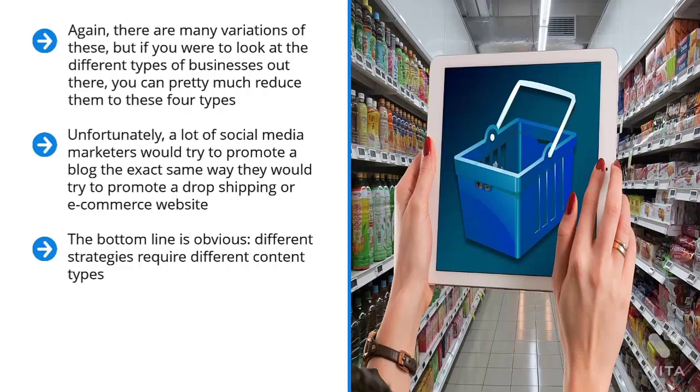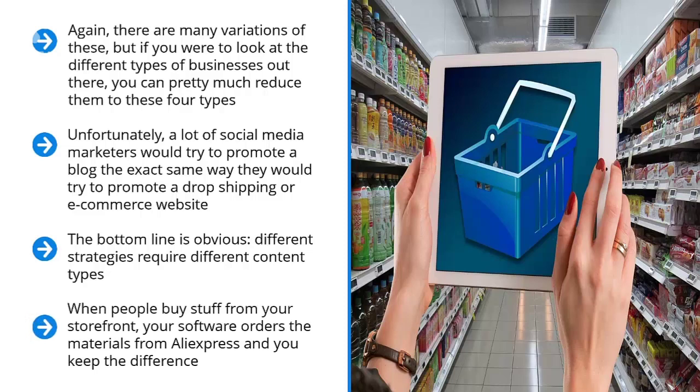You must start with the type of online entity you are promoting. Are you promoting a blog? Do you have a website that uses a lot of articles? Do people contribute content? Well, you have a publishing website. Do you have a dropshipping online store? Maybe you built it with Shopify and you use Oberlo to get products from AliExpress. When people buy stuff from your storefront, your software orders the materials from AliExpress and you keep the difference. Maybe you sell from your own inventory. It doesn't really matter. You run an e-commerce website. This is very different from a publishing business.